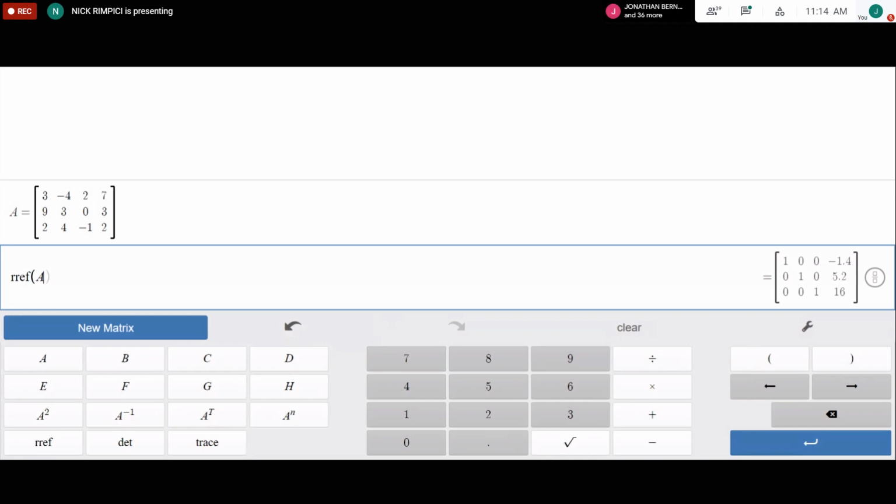One X without Y, without Z is -1.4. No X's with one Y with no Z's. In other words, in English, the first line is X alone. One X by itself is -1.4. One Y by itself is 5.2. And one Z by itself is equal to 16. So these are my answers. It's -1.4, 5.2, 16. Let me just write this down. Negative 1.4, 5.2, 16.